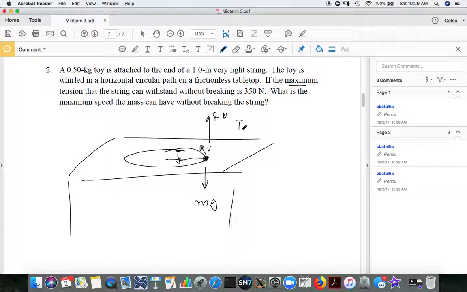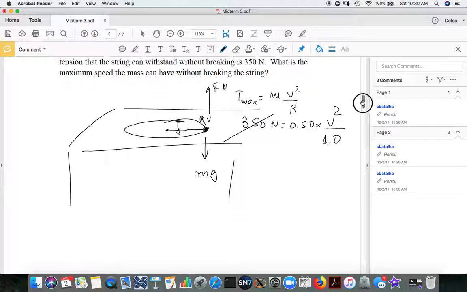So tension, and in this case, we want to find the maximum tension, is the one that has the maximum speed, equal to mv squared over r, and then we can find the speed because the maximum tension is given, 350 newtons. The mass is 0.5. Some of you made mistakes, but I kind of overlook. You translated 0.5 into 50, right? But this is obviously not a conceptual error. It's just an error of reading. Some of you did that. So mass times v squared over r, and then we can solve for v. Have one equation and one unknown.